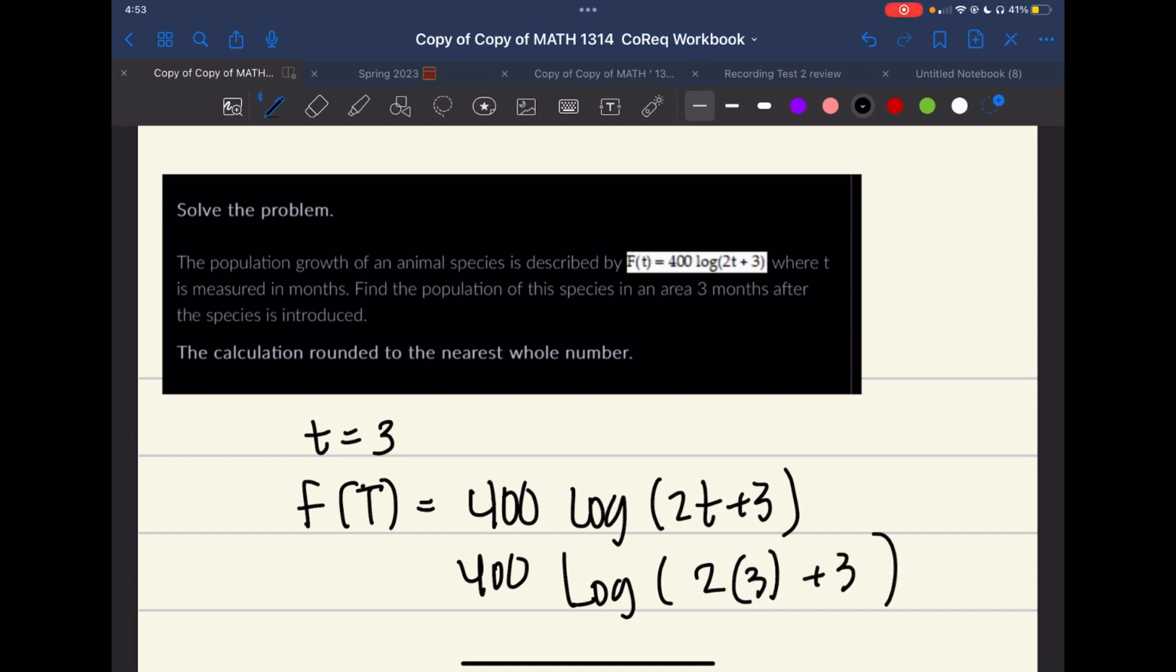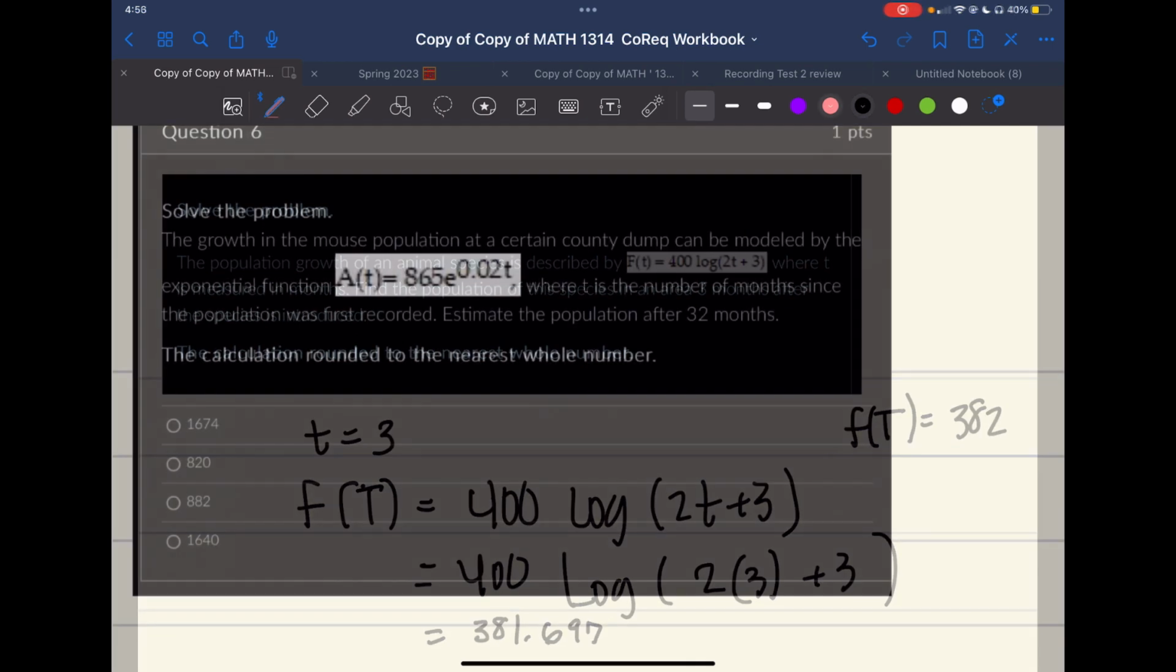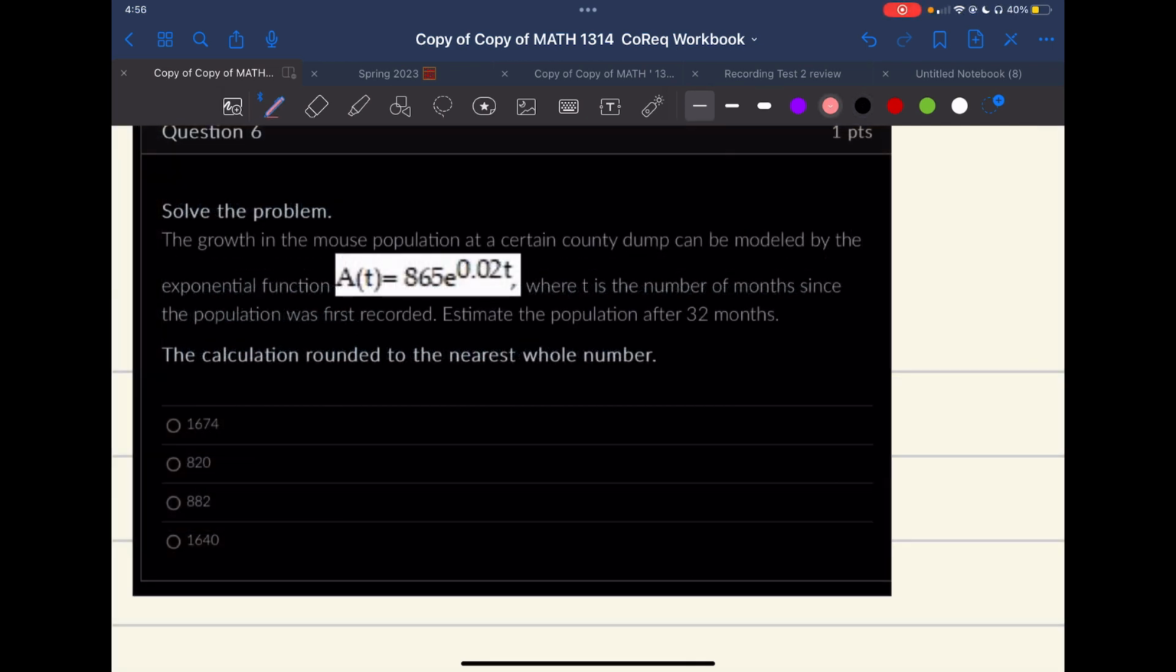400 log of 2 times 3 plus 3. So then you get 381.697. But it says round to the nearest whole number, so my answer is f of t equals 382. The growth of the mouse population in a certain county dump can be modeled by the exponential function A of t equals 865 base e raised to the 0.02 times t, where t is the number of months since the population was first recorded. Estimate the population after 32 months.